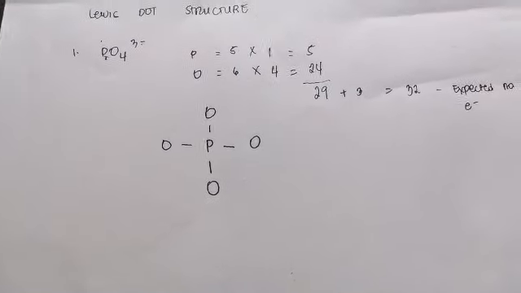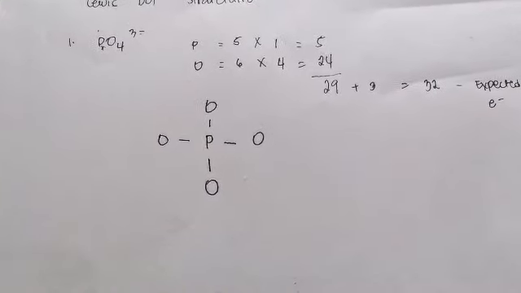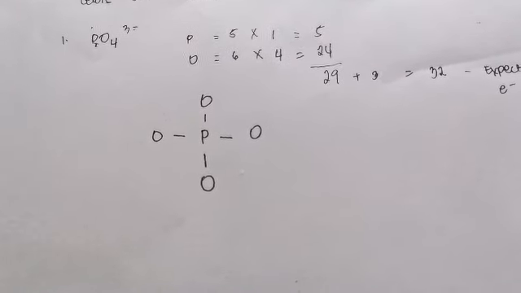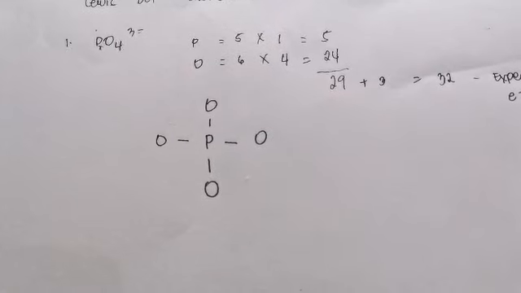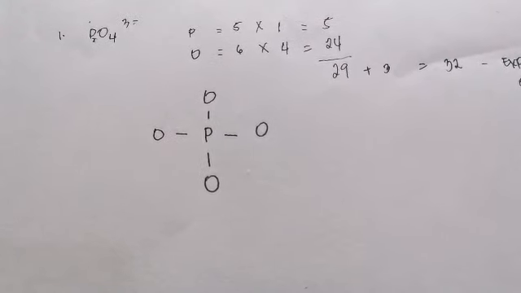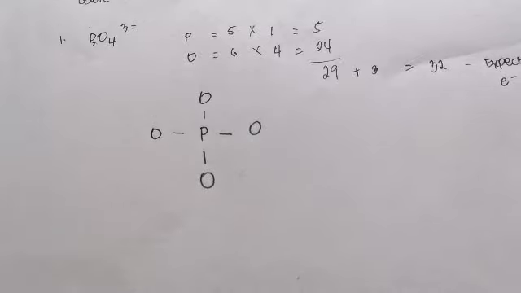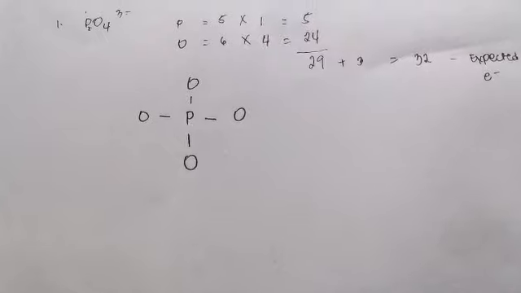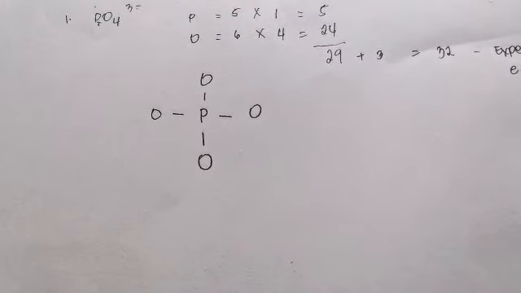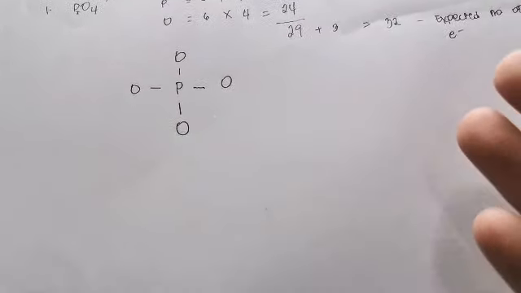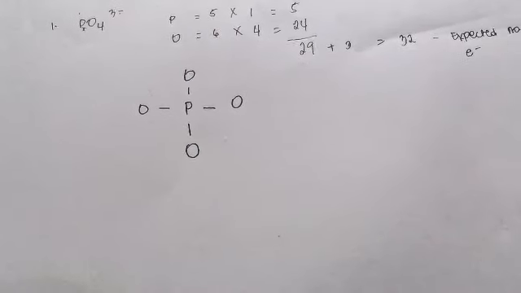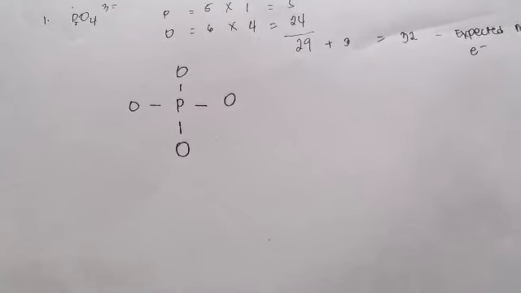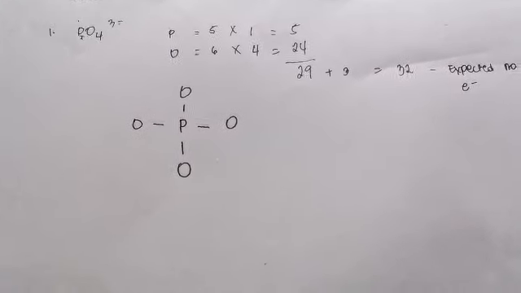Okay. So take note here that in every bond, there are 2 electrons. Always take note that in every bond, there are 2 electrons. So you need to count 1, 2, 3, 4. So how many electrons have we used? So 4 bonds, multiply that by 2. So 4 times 2, you have 8. Already 8 electrons have been used.